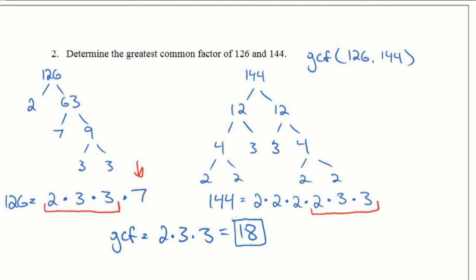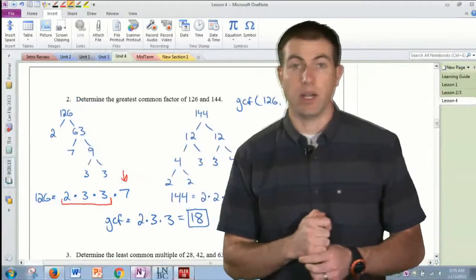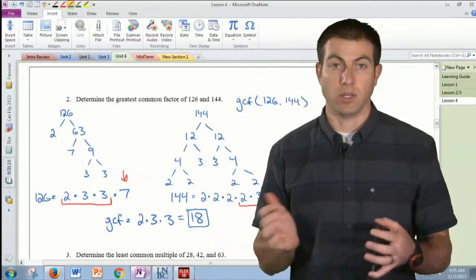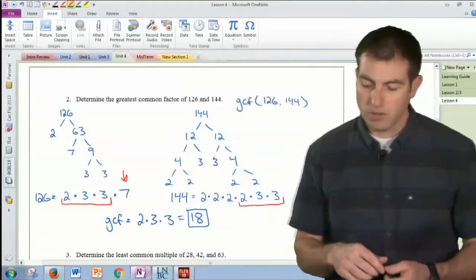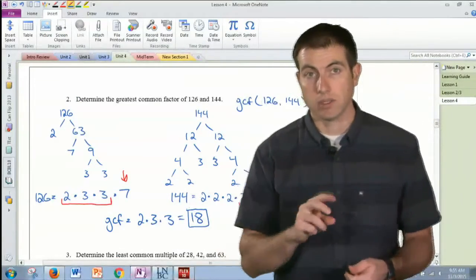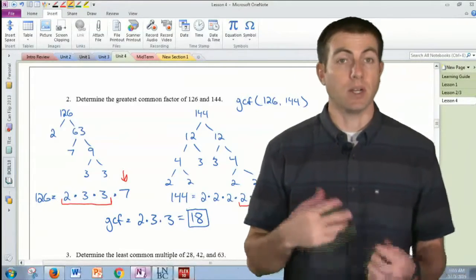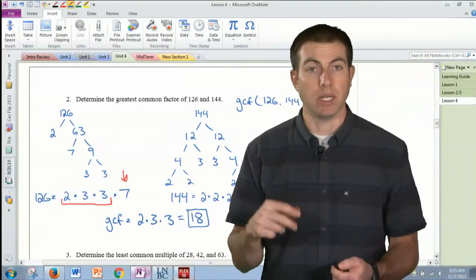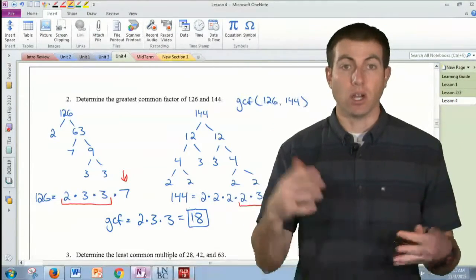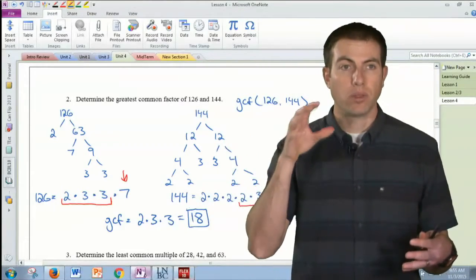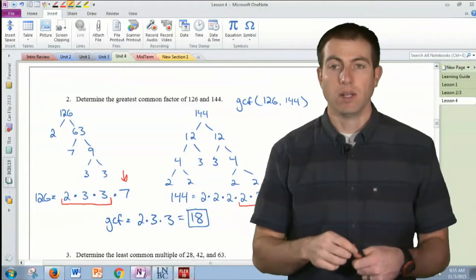So that's just one way of doing it. You can do a brute force method where you take 126 and 144 and start dividing by bigger and bigger numbers until you find one that's common to both of them. So what do I mean by greatest common factor? If I go into my calculator and go 126 divided by 18, I'm going to get a whole number. If I go 144 divided by 18, I get a whole number. And that happens to be the largest number that'll divide into both 126 and 144 a whole number of times.